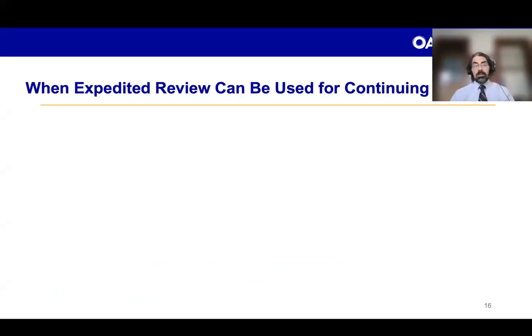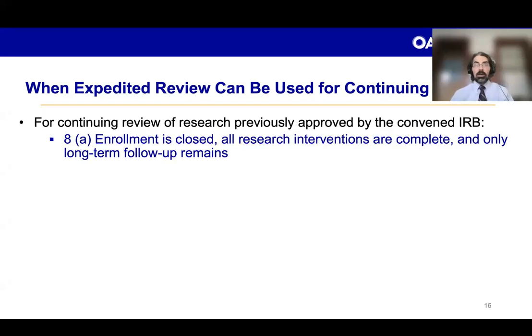There are several options available for the IRB to use expedited review process for the evaluation of a continuing review. Now, we talked about the 9 categories for expedited review. Well, Category 8 specifically mentions continuing review of research previously approved by the convened board. There are 3 scenarios in which continuing review for these studies can proceed through expedited review.